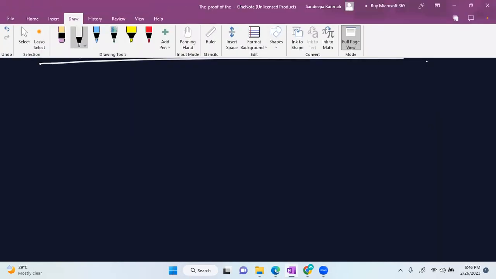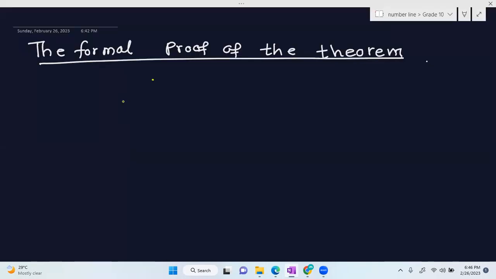The straight line joining the midpoint of a chord of a circle to the center is perpendicular to the chord. Okay. Then if you want, you can write the theorem again.